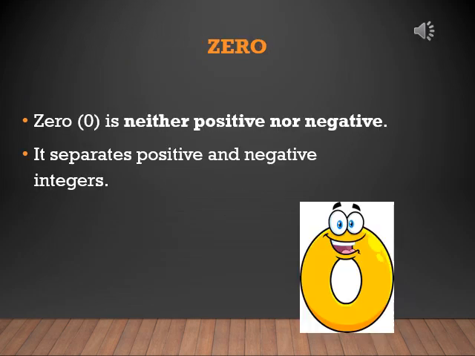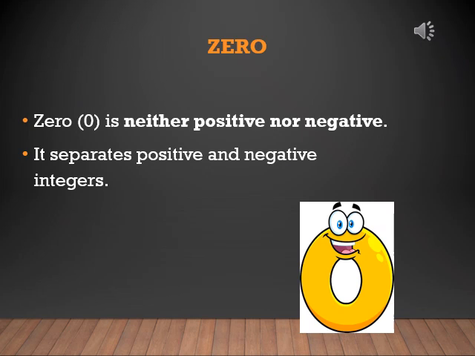0 is a very special number in integers. It is neither positive nor negative. It is just 0. On the number line, 0 is placed in the center. Positive integers are on the right side of 0 and negative integers are on the left side of 0. 0 shows no gain and no loss, no increase and no decrease.